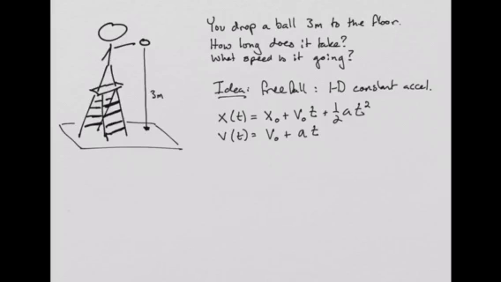The other thing, since this is free fall, we know that the acceleration is going to be minus g. In this case, minus because we're going to define positive in the upward direction. This is a typical thing to do.